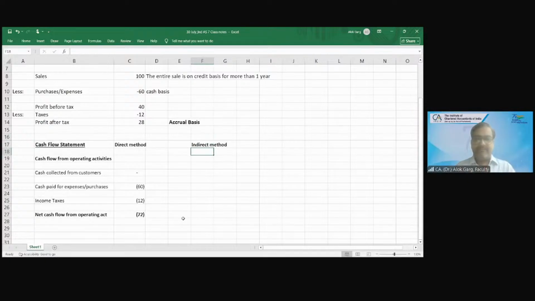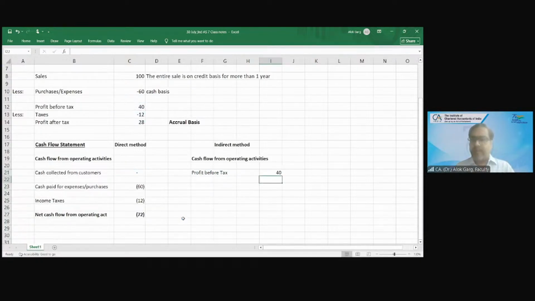We'll take profit after tax, and in that we will add depreciation and all the non-cash items. Okay, very good. And we will adjust the operating items so that we can get net cash flow from operating activities. I will start with profit before tax. What is my profit before tax?